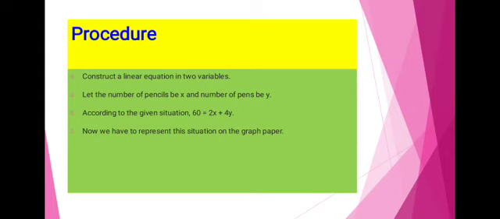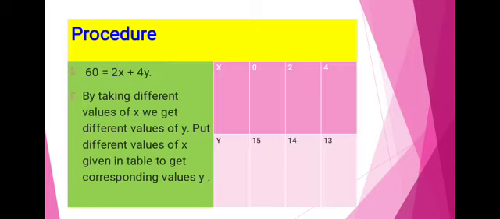Now we have to represent the situation on the graph paper. For this, let us find at least two pairs of values of x and y. By taking different values of x, we get different values of y. Putting x equal to 0, we get y equal to 15, and x equal to 2, we get y equal to 14. For x equal to 4, y is equal to 13. Now we will plot the points (0, 15), (2, 14) and (4, 13).